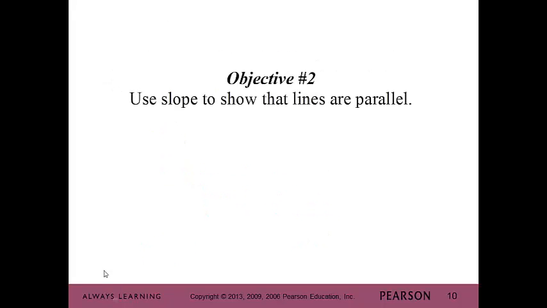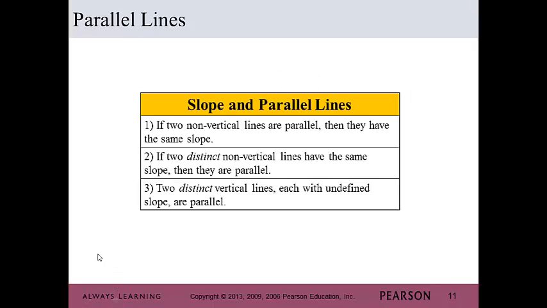Alright, so objective 2, it says use slope to show that lines are parallel. So slope and parallel lines. The first one says, if two non-vertical lines are parallel, then they have the same slope. So if I have two lines, two non-vertical lines, so it could look like this. Well, these go in the same direction. They'll never intersect each other. So slope 1 is equal to slope 2.